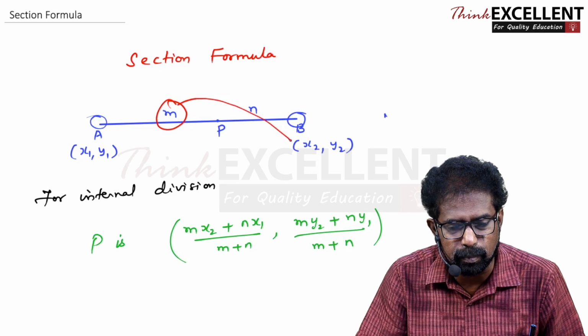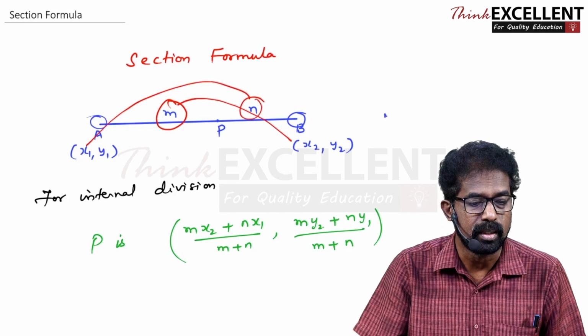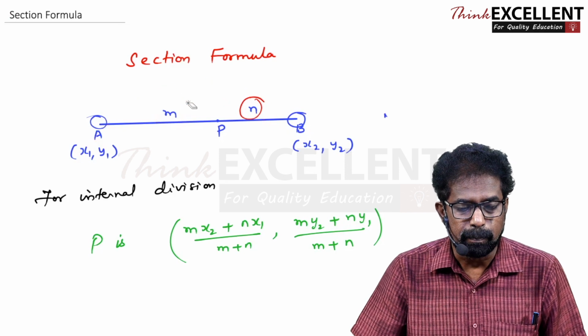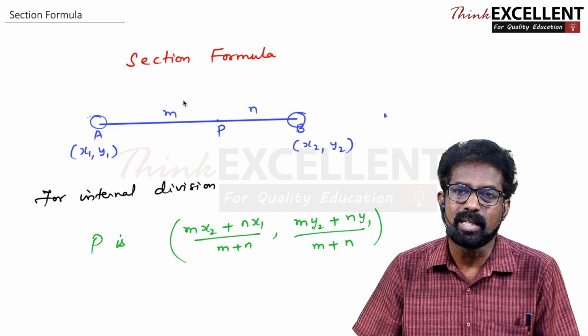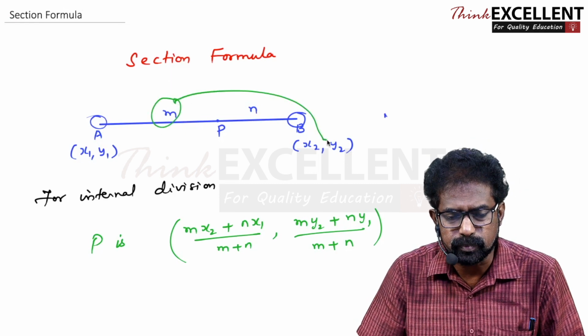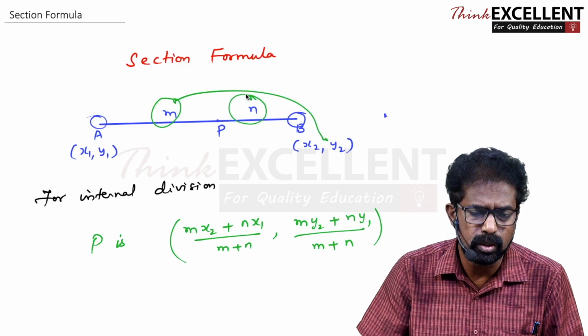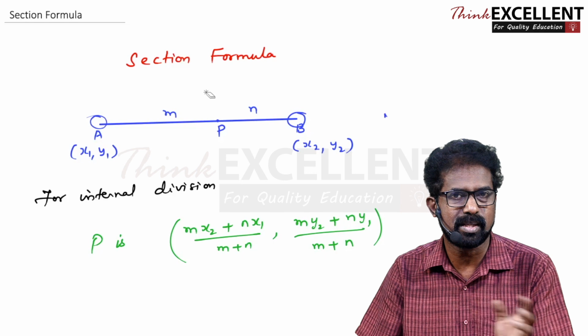Go to the other end. m into x2 plus n into x1 divided by m plus n. Okay, that is the x coordinate. So you can say the y coordinate very easily. Instead of the x coordinate, you take the y coordinate now: m into y2 plus n into y1 divided by m plus n. Okay, that's all about the section formula.